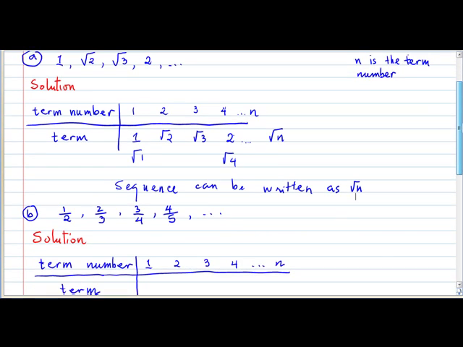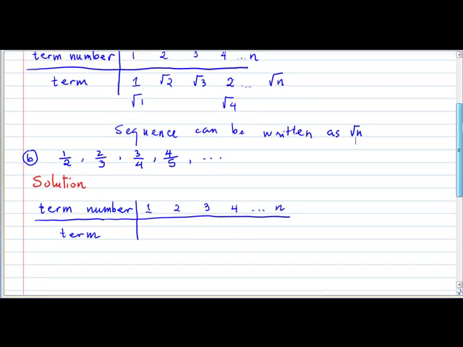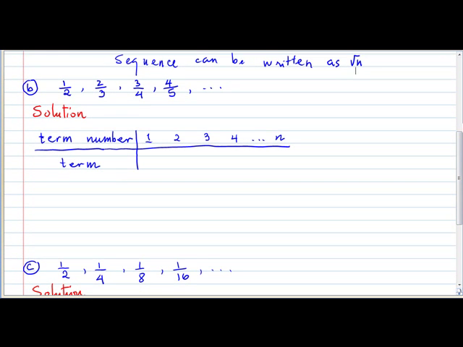Let's try part B. Let's see how we do. Part B, I'm doing the same thing. I draw the table. I have a term number and a term, and I have 1, 2, 3, 4, dot, dot, dot to n. And our terms will be: the first one is 1/2, then 2/3, 3/4, 4/5, dot, dot, dot. Now we need to find the general term for that.